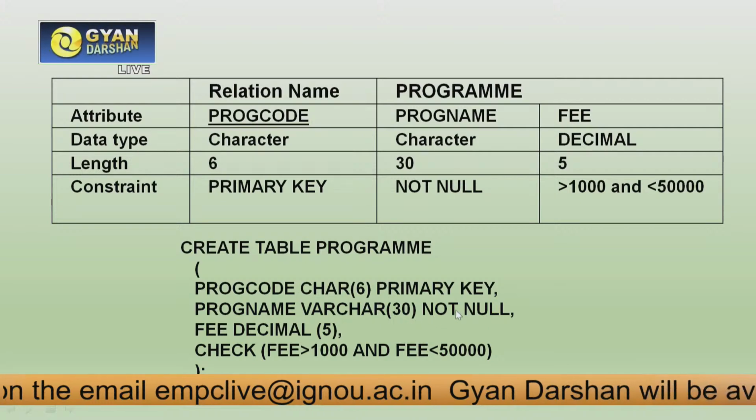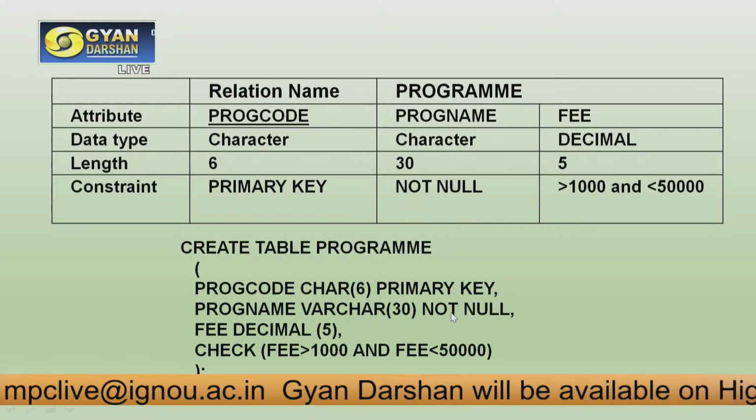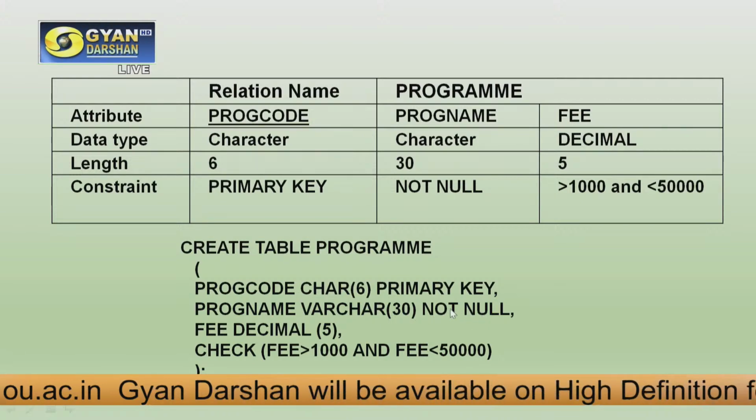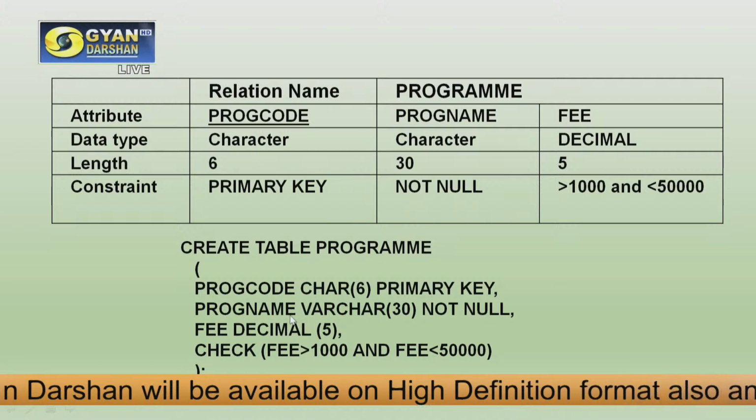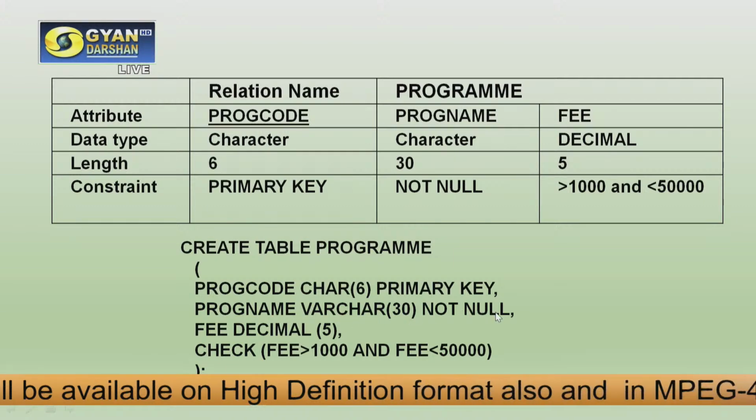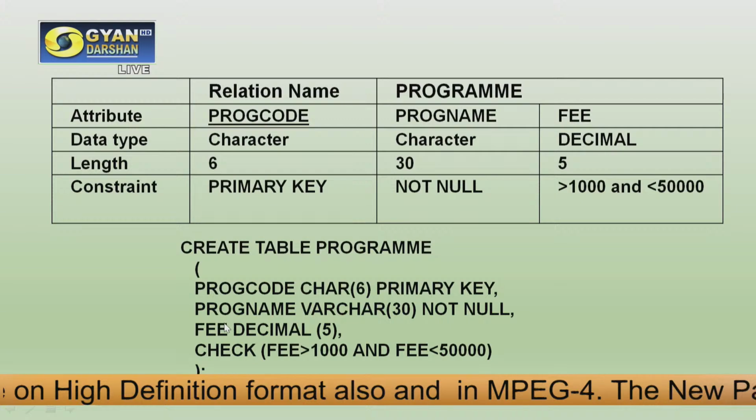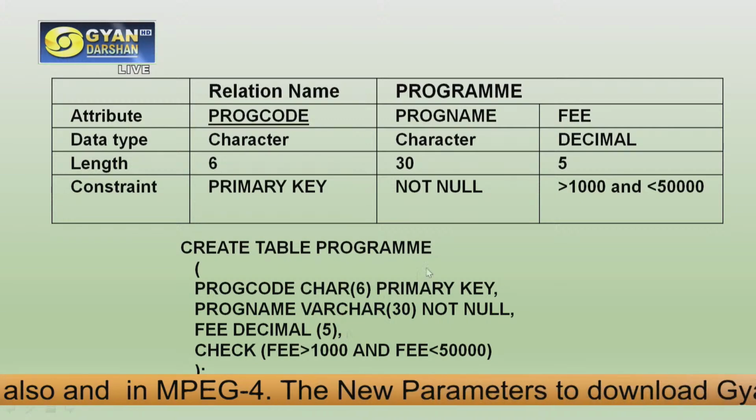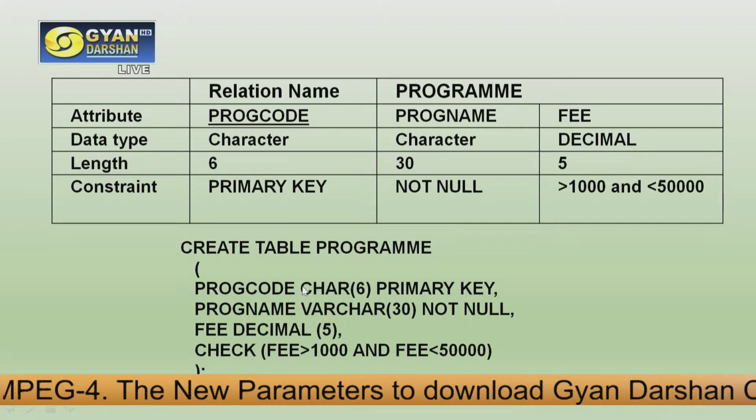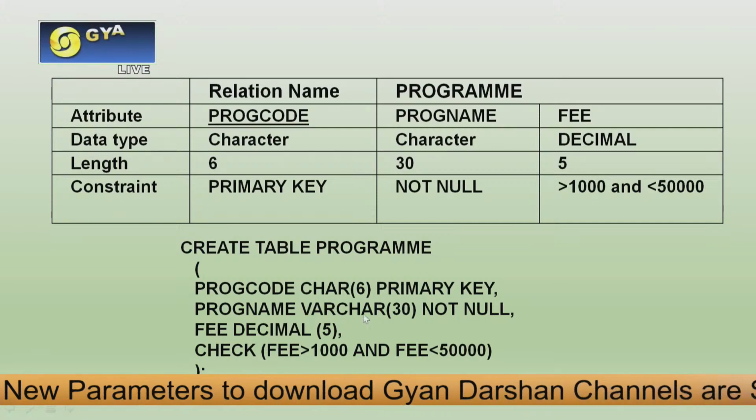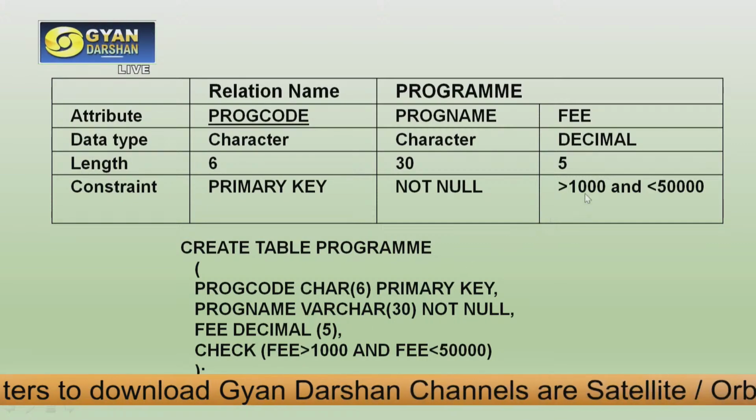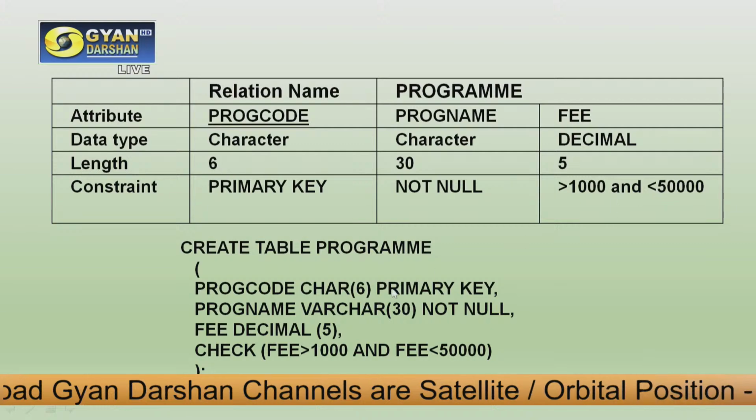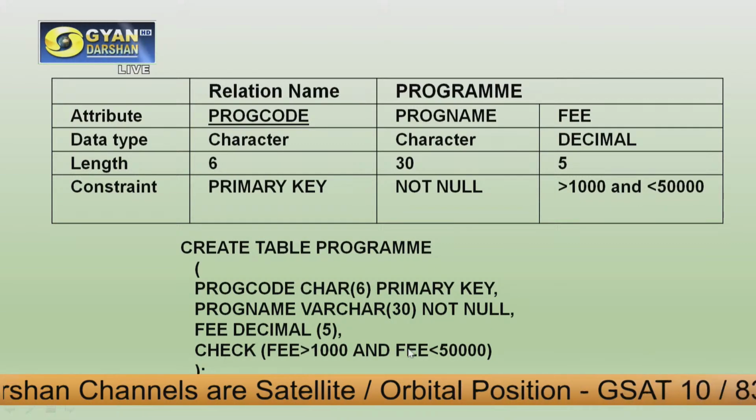Okay, and once again what we stated, the constraint was it should be not null. So we have specified that. So this is how close this particular statement is to English. Then comes an interesting fact, that is fee, decimal 5. So we have put fee as decimal 5, and the check constraint which was there, greater than 1000 and less than 50,000, is appearing over here.